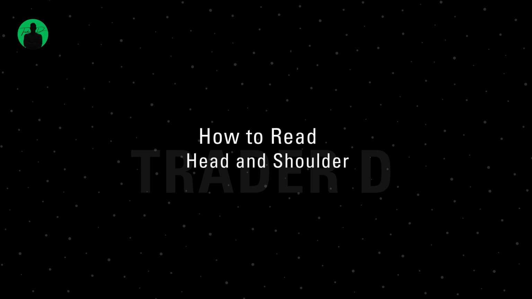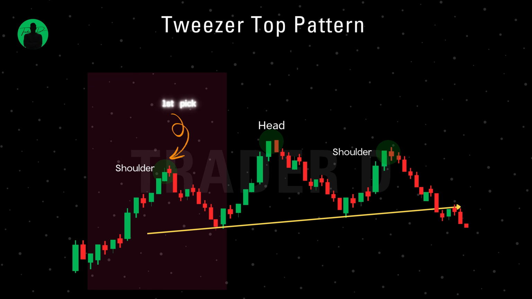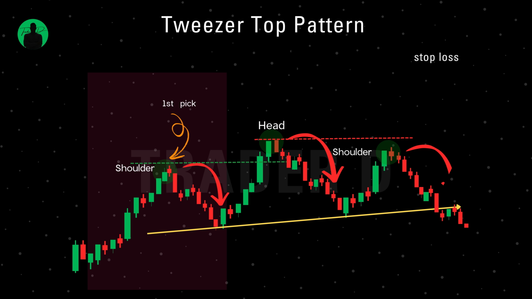How to read head and shoulders pattern. In this chart, the left shoulder, the first peak, forms during an uptrend, but after this peak a pullback occurs, indicating initial selling pressure. The next peak is higher than the left shoulder, showing strong buying pressure. However, this is followed by another pullback, suggesting the start of buyer weakness. The final peak is lower than the head, and is followed by a pullback, signaling that buyers are losing momentum.